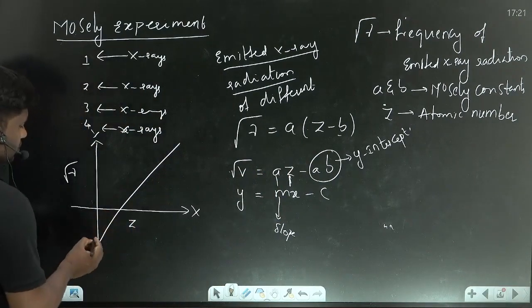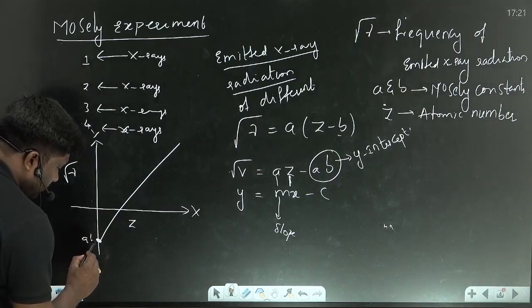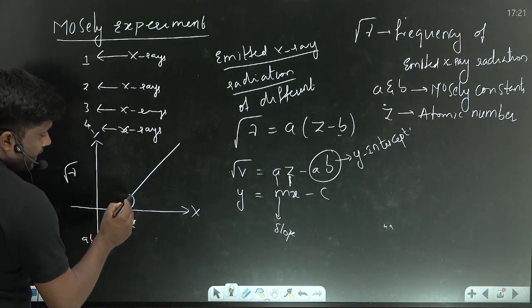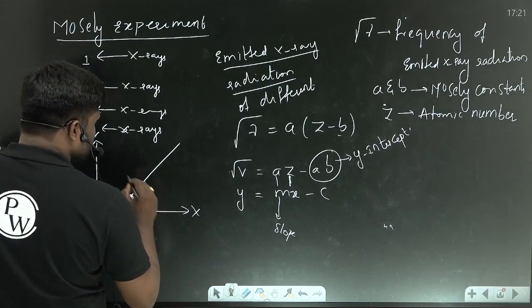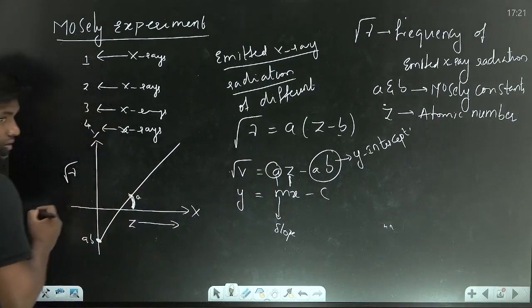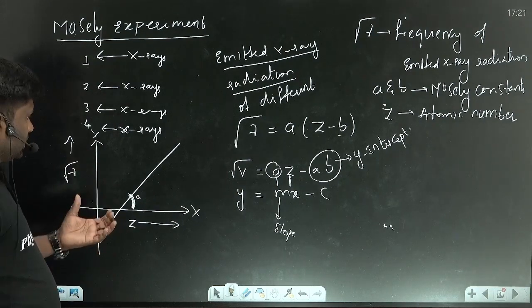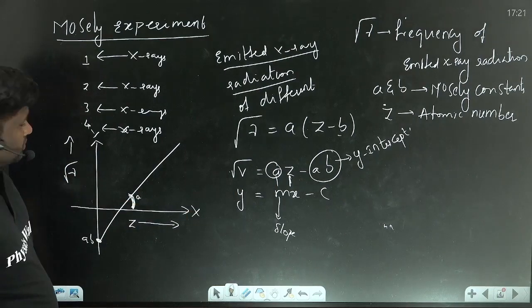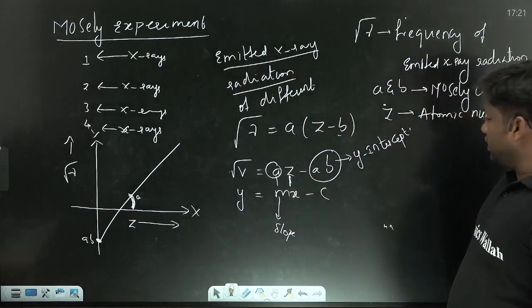Like this. So this is the y-intercept, which is AB, right? And this is tan theta. Tan theta means slope, and slope means the A value. Z increases in this direction, and frequency increases in this direction. Got it? This is the graph of y is equal to mx minus c, that is, under root nu is equal to AZ minus AB.